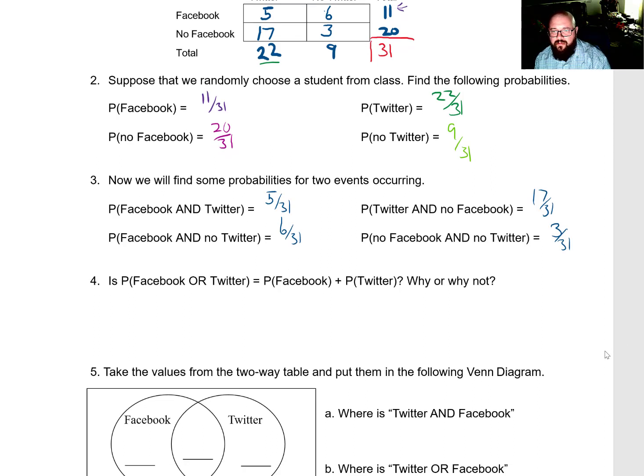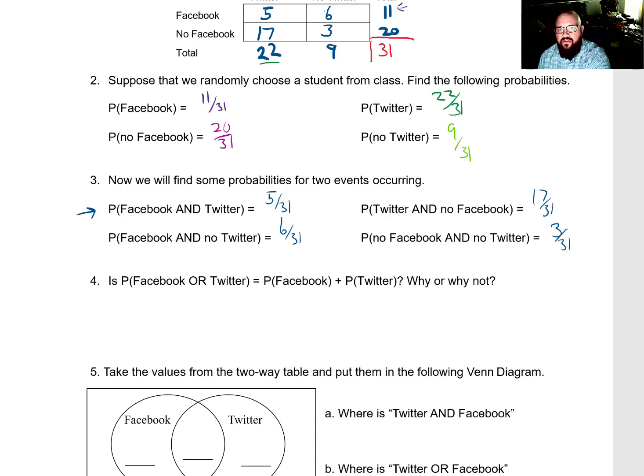It's asking for the probability of Facebook or Twitter. Does that equal the probability of Facebook plus the probability of Twitter? Why or why not? So let's see. How do we need to solve this? What would be the equation we use? Are they mutually exclusive? Not necessarily, because they could occur at the same time. We just said we had a probability of Facebook and Twitter. So they can occur together simultaneously. Therefore it's not mutually exclusive.